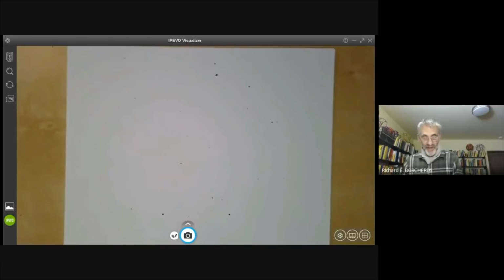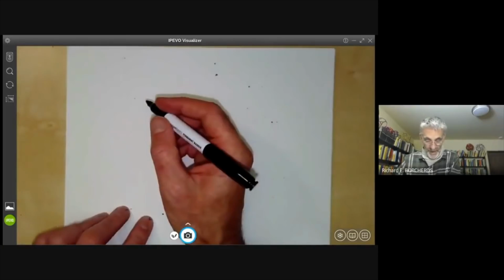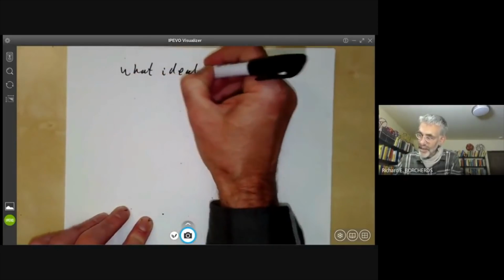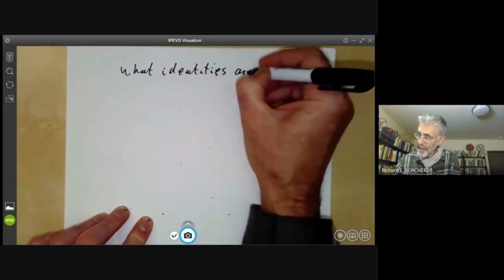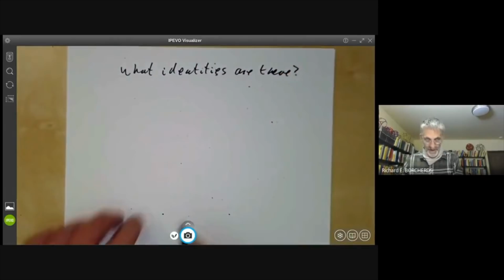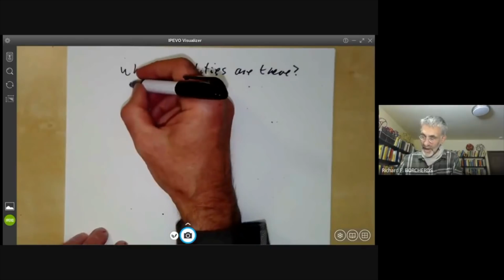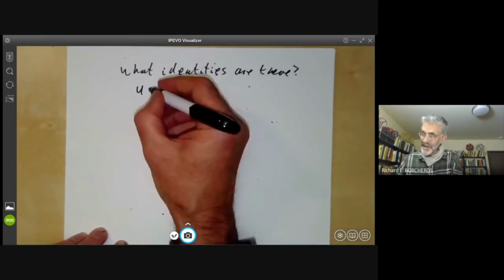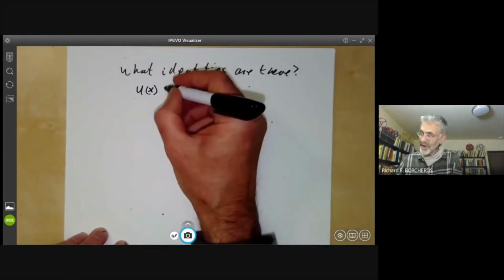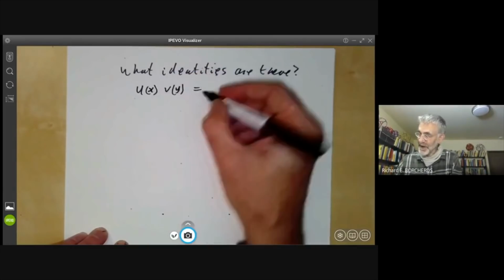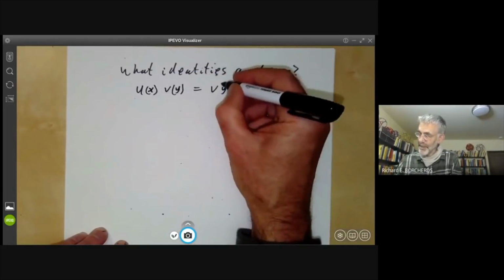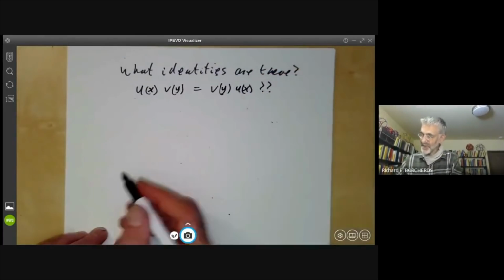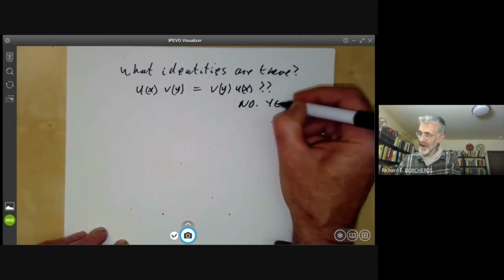Well, if we've got a bilinear map, we should ask, what identities are there? And what we have is, for each element of V, we have some power series. And you can ask, are these formal power series commutative? And we can ask, is this true? And there are two answers to this. One answer is no, and the other answer is yes.